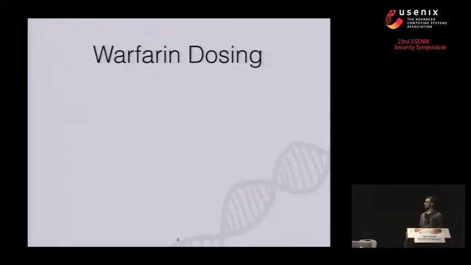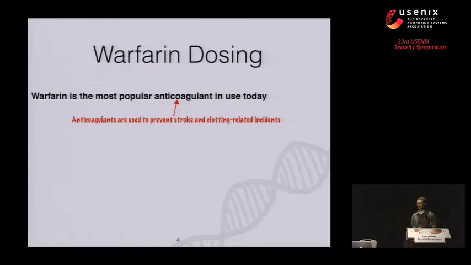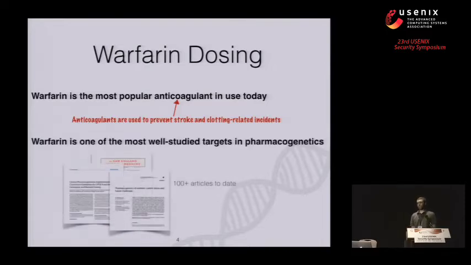And today we're going to look at one particular application of pharmacogenetic medicine to warfarin dosing. Warfarin is a really popular anticoagulant drug. And an anticoagulant is basically just a type of medicine that inhibits blood clotting. So this can help with things like stroke and other related risks. And it turns out that warfarin is actually one of the oldest and most well-studied applications of pharmacogenetics around. There are already over 100 articles and more appear each year.